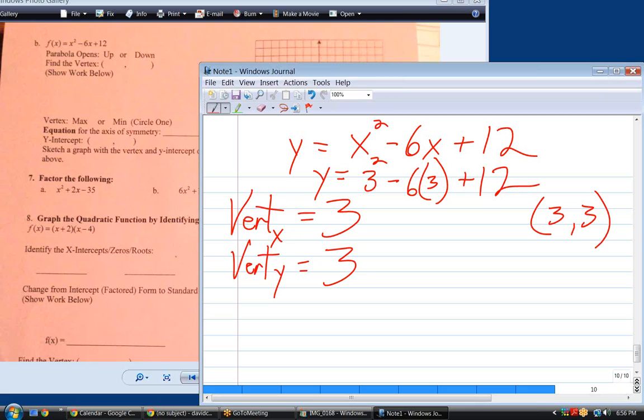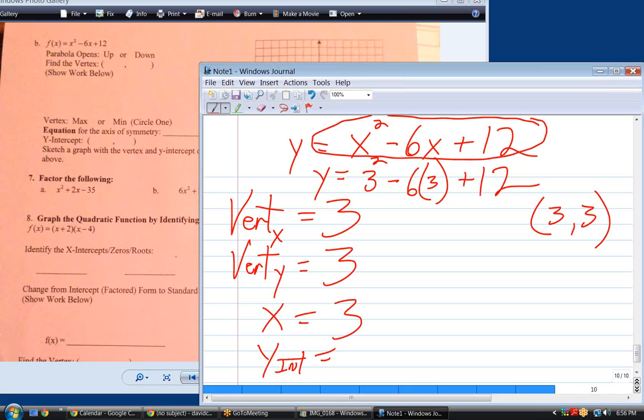We're going to have a maximum or a minimum on this problem? We're going to have a minimum. What's the equation for the axis of symmetry? It's x equals 3. What is the y-intercept? Would that be 0, 3? Remember, we are in standard format, and that y-intercept is always c. Oh, so it's 12.